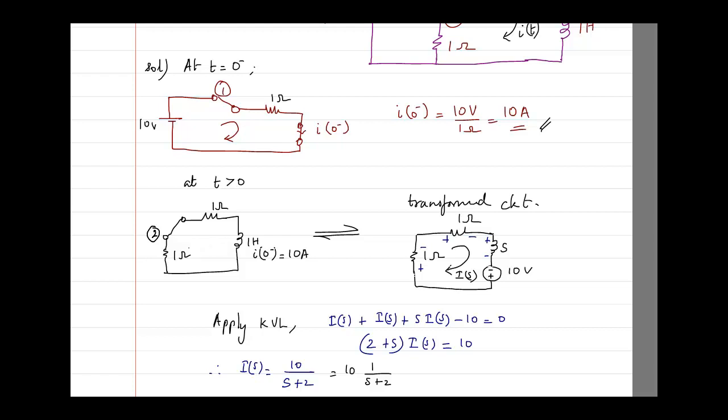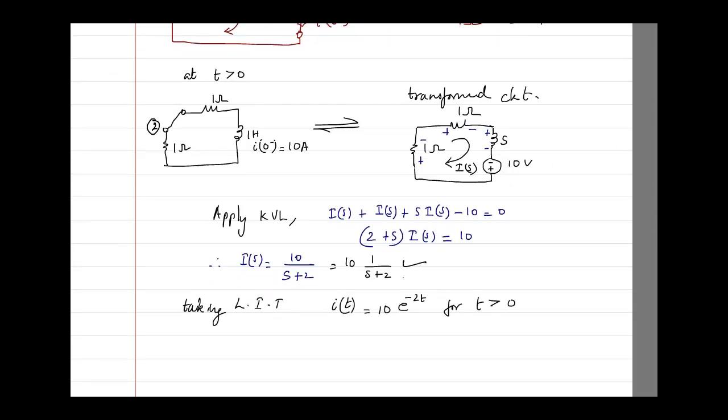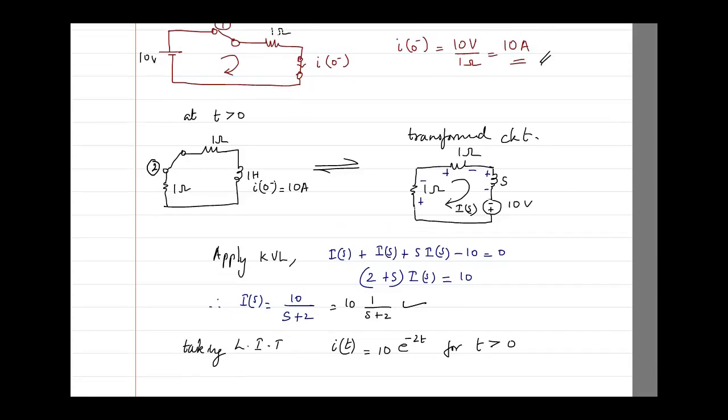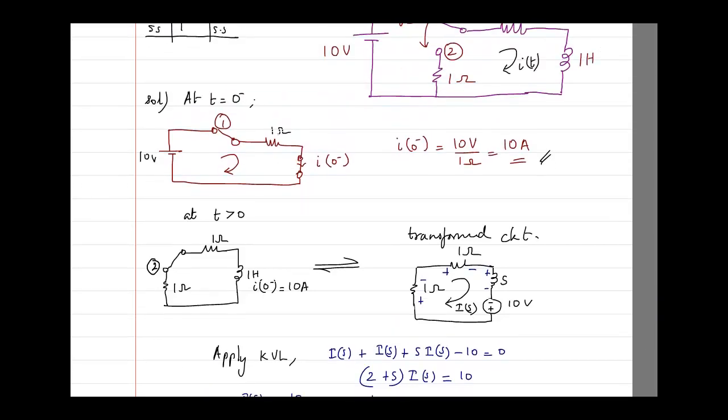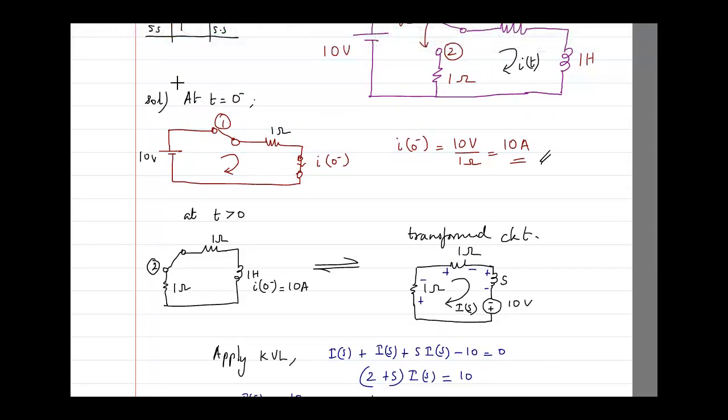Then we will transform that circuit, and once we transform that circuit, we will find whatever the required quantity is. Here the required quantity was I of s. So we find I of s, and then we take the inverse Laplace transform to get the value of I of t. This is what we will do every time. So remember this, that we will always find out for two cases.